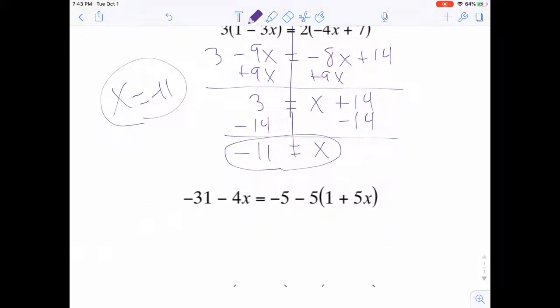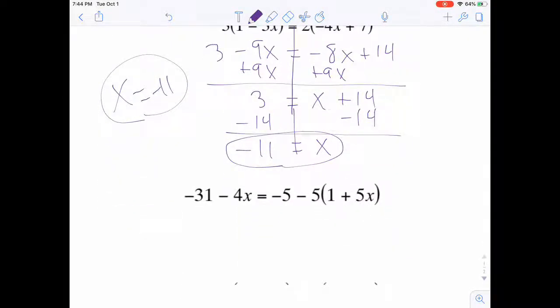Alright, another example here. Again, I want to first look for distribution. On the left-hand side, I have nothing, so I'm just going to bring this down. Negative 31 minus 4x equals. I have this negative 5 here that I'm going to distribute to both terms here. So the negative 5 stays as is before there. And then I get minus 5 minus 25x.